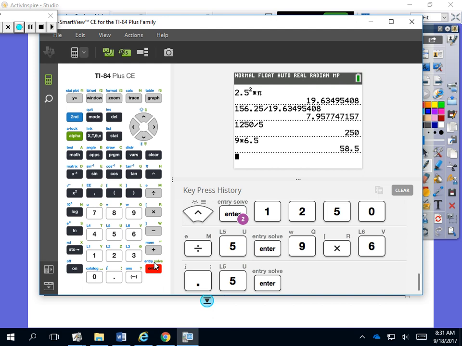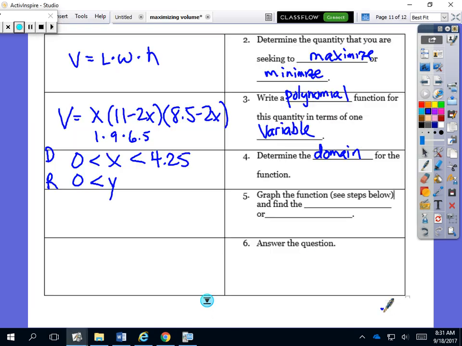Approximately 59. So let's go a little above that and make it about 75. Once you get that ballpark number, just go up a little bit from there. And you're going to see why when we have to put this in the calculator.